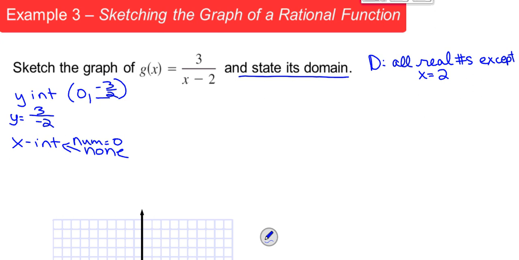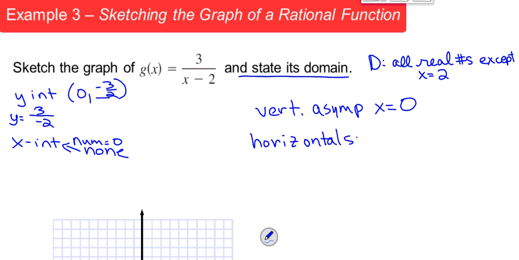So our vertical asymptote is when that denominator is equal to 0. So that gives us a vertical asymptote at x equals 2. Our horizontal asymptote for this one, we can see that 3 is like 3x to the 0 over x to the 1. So this is x to the lower over x to the higher. And that means that our horizontal asymptote is going to be at y equals 0.